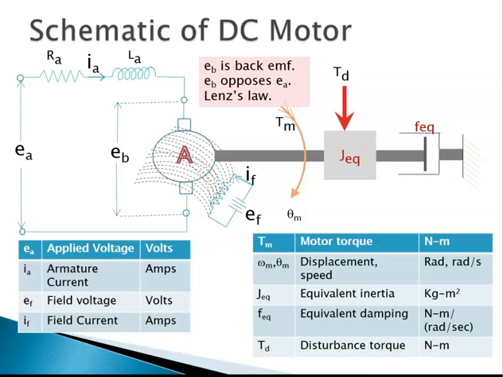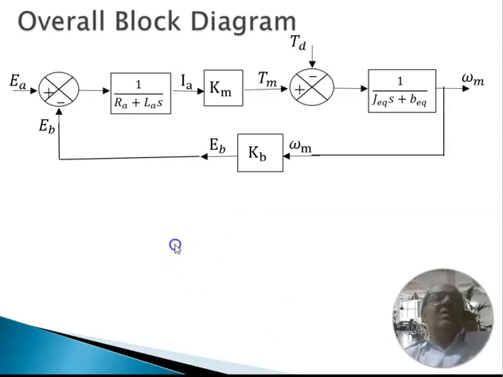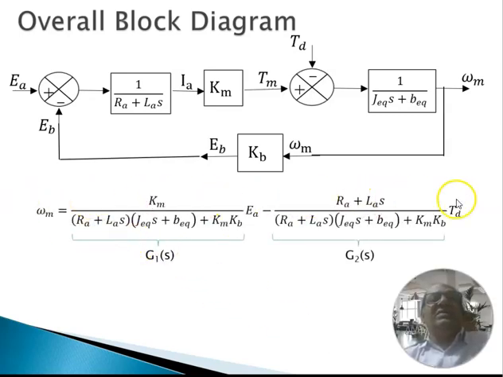Carefully go over this. We saw that this is the overall block diagram with two inputs, applied voltage and the disturbing torque. Recollect that the torque equation is Tm is equal to Td plus J equivalent into S into omega m plus B equivalent omega m. We'll come back to this equation once again. We saw that this is the equation.